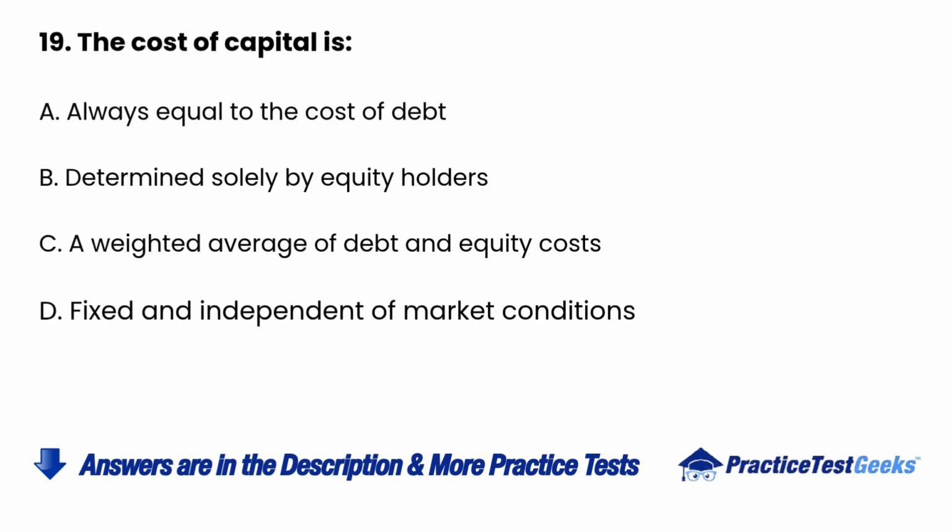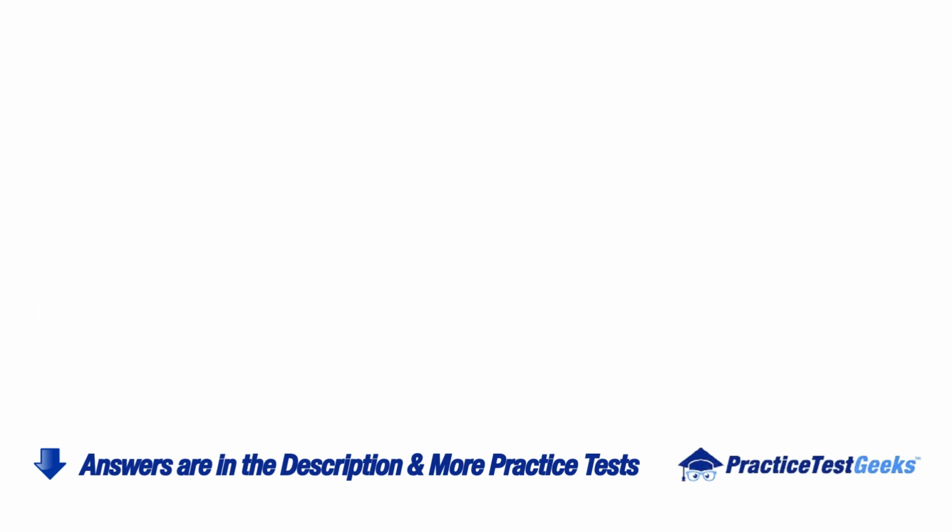19. The cost of capital is: A. Always equal to the cost of debt. B. Determined solely by equity holders. C. A weighted average of debt and equity costs. D. Fixed and independent of market conditions.